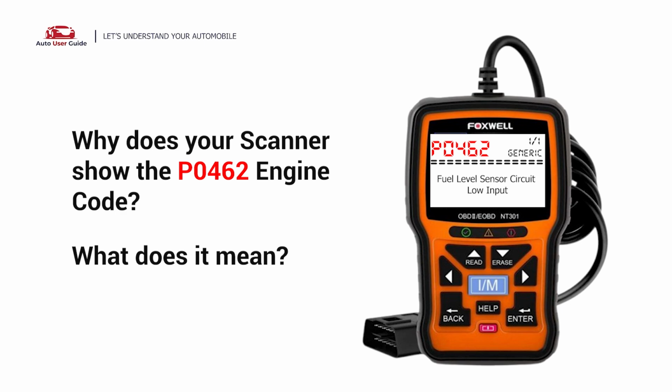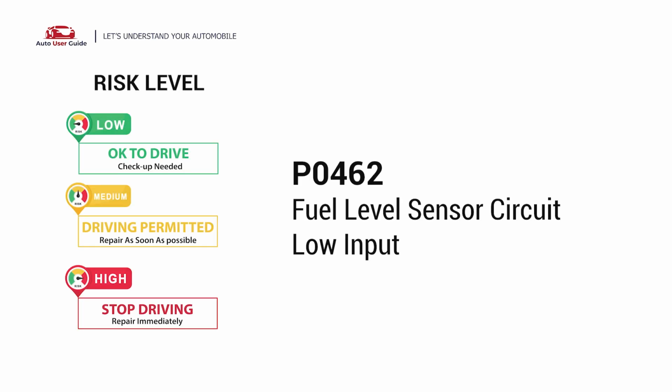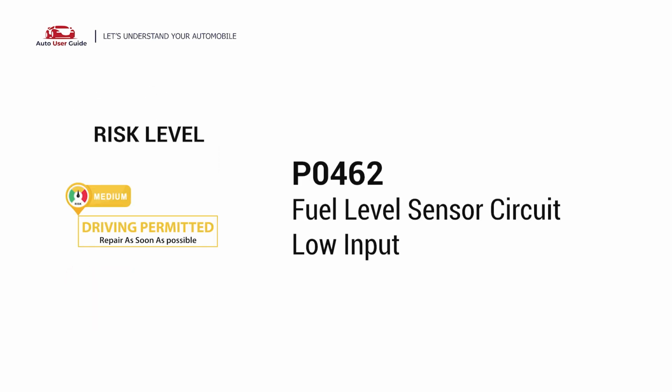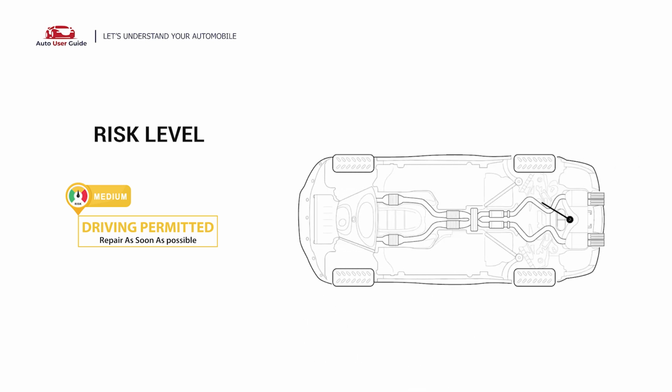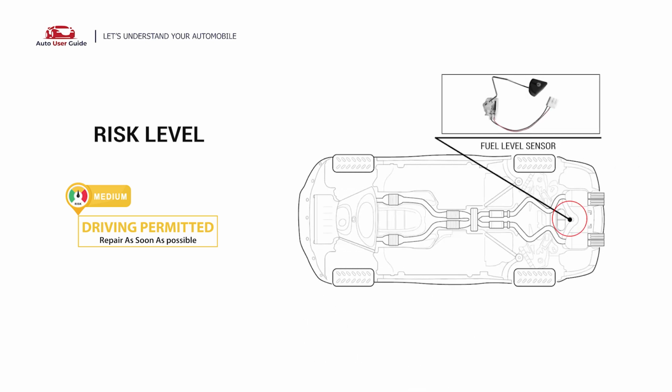Why does your scanner show the P0462 engine code? What does it mean? P0462 is a diagnostic trouble code for fuel level sensor circuit low input. It indicates that the engine control module is receiving a weak signal from the fuel level sensor in the gas tank. Under this circumstance, short-distance driving is permitted, but your vehicle should be repaired as soon as possible.